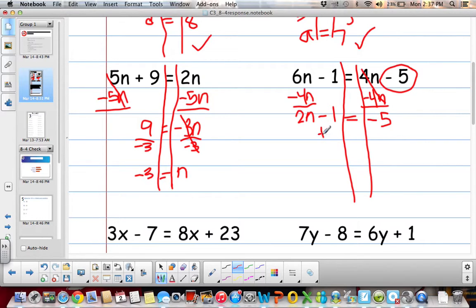Now I need to get my number over to the other side. Subtracting 1, the opposite is adding 1, minus or negative 1 plus 1 is 0, so plus 1. So we have 2n, and then negative 5 plus 1 equals negative 4. So 2n equals negative 4. Divide both sides by 2. So n equals negative 2.